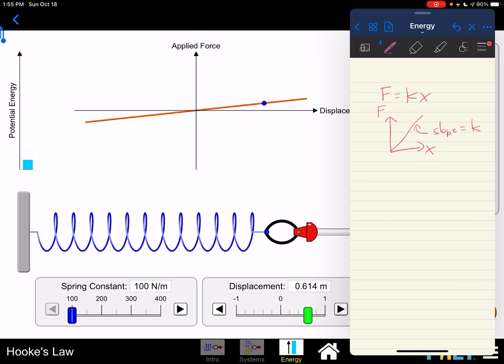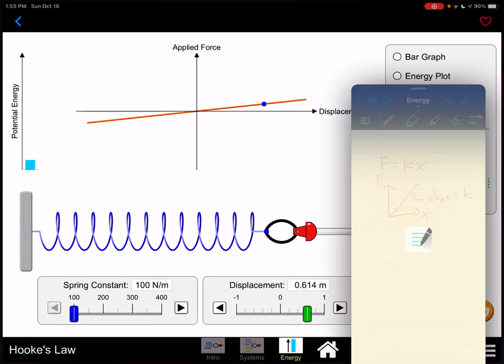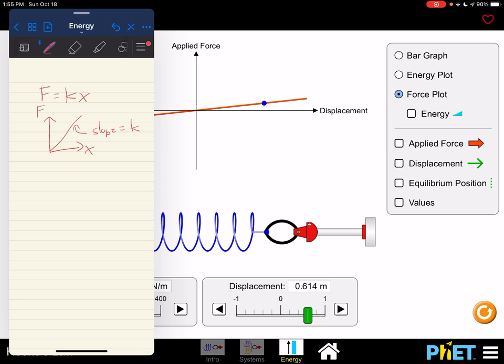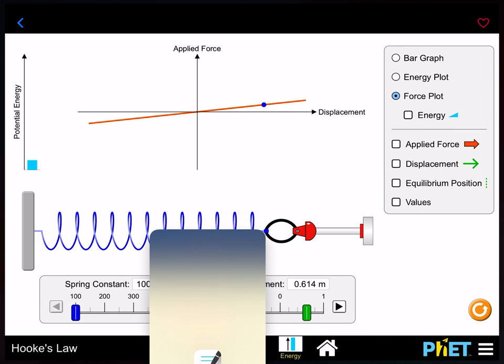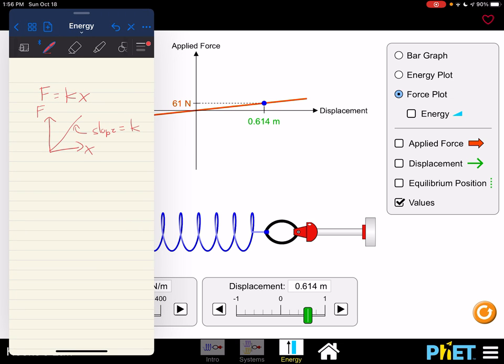So we can actually see what happens if we pull on this. We're looking at a different point on that graph, and I don't want to see energy. I don't know why it's showing me energy. We just want to look at the force. So don't worry about the energy graph over there on the right. We haven't really talked about that yet. Let's go ahead and look at the values.